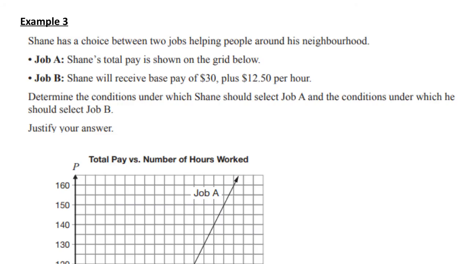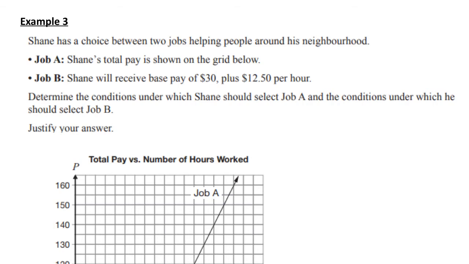There are many different types of application questions or word problem type questions that can be based around finding a point of intersection. So in this particular example, we are going to not only identify a point of intersection like we've seen before, but we're also going to interpret what that particular point of intersection means.